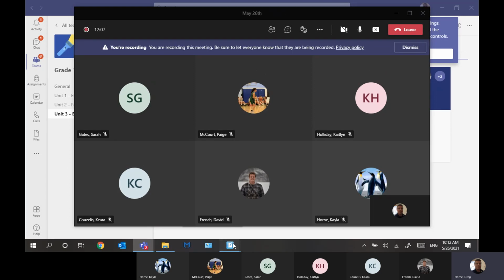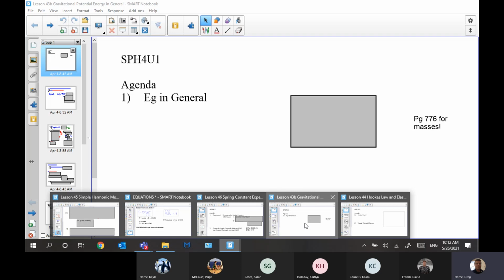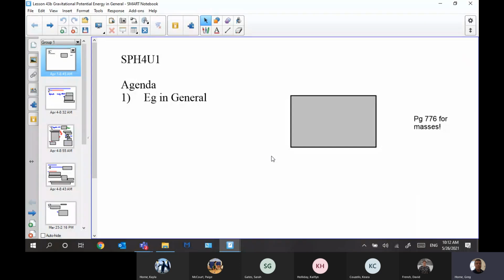Yay, there it goes. All right, so we are looking at gravitational potential energy in general. The idea is about how the mgΔh thing that we know and love from grade 11 and reviewed recently just doesn't work over large distances, because the g value of 9.8 is only really the g value, the acceleration due to gravity, near the Earth's surface. So we have to be able to deal with the fact that it changes, and this is what that looks like.